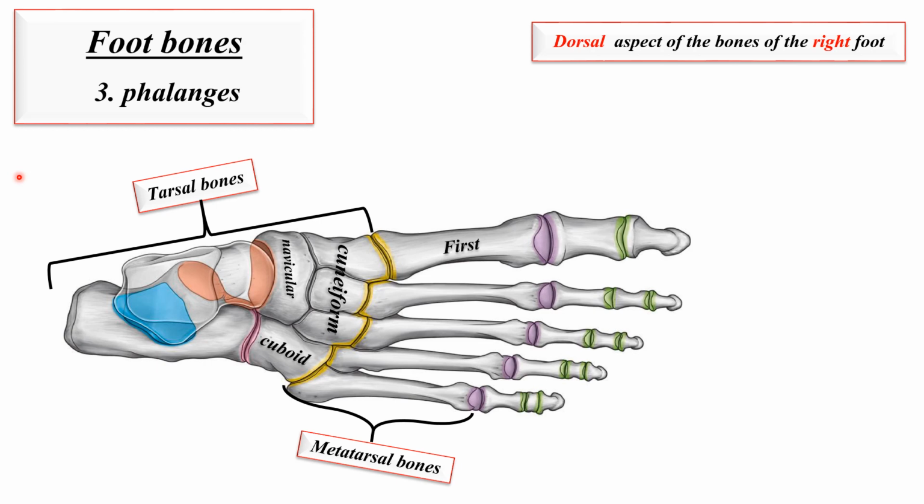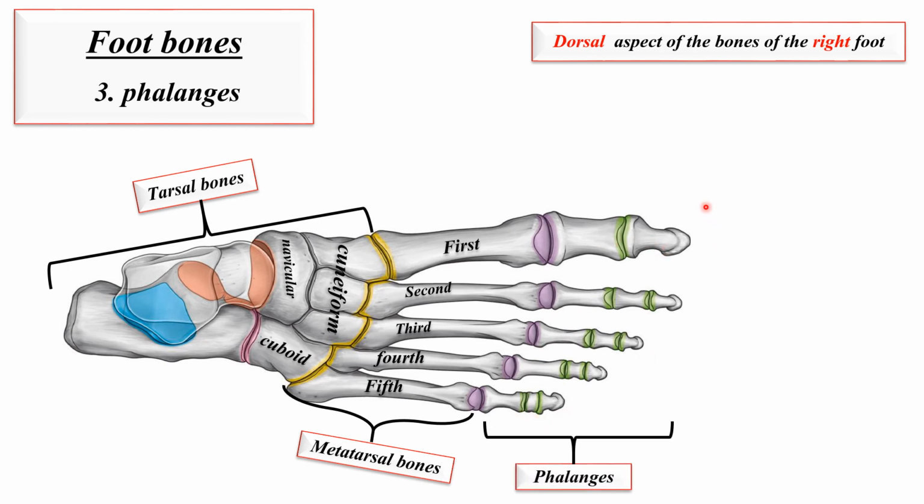This is the first metatarsal bone, the second one, the third, the fourth metatarsal bone, and this is the last one. It is the fifth metatarsal bone. Distal to the metatarsal bones here, those are the phalanges.